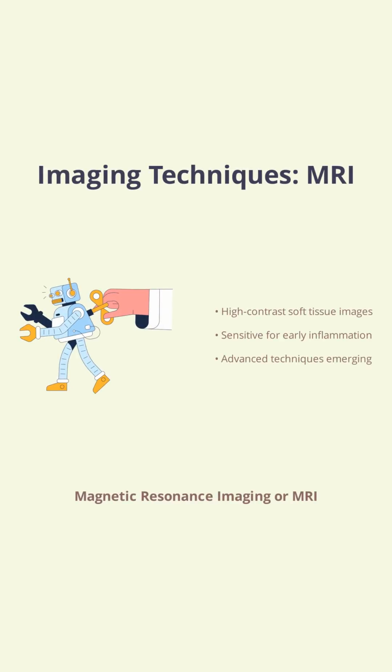Magnetic resonance imaging, or MRI, is the gold standard for tendon assessment. It provides high-contrast, cross-sectional images in any plane, allowing detailed visualization of soft tissues, cartilage, and bone. MRI is particularly sensitive for detecting early inflammatory changes, such as in rheumatoid arthritis, and can reveal bone marrow edema not visible on ultrasound. Advanced MRI techniques, like ultrashort echo time, are being developed to further improve tendon imaging.